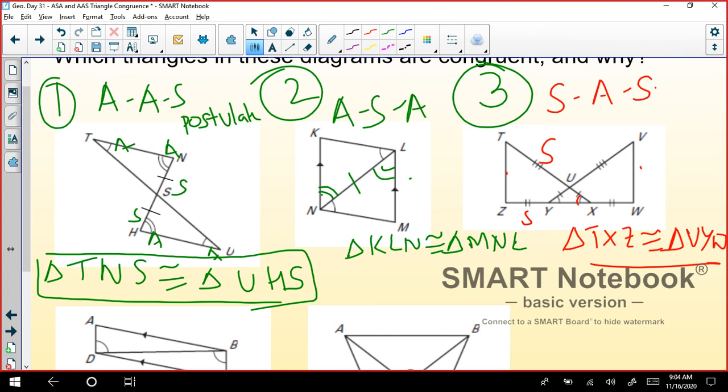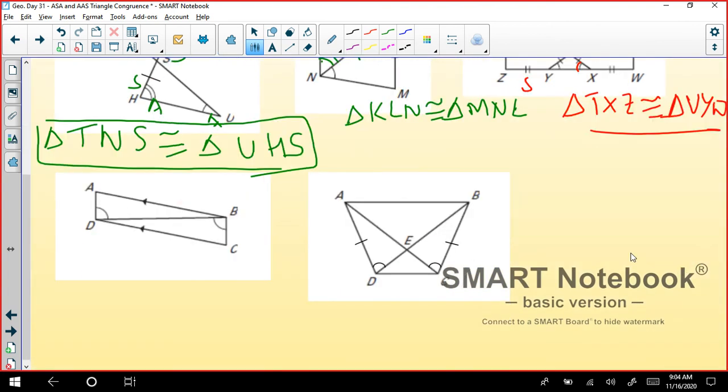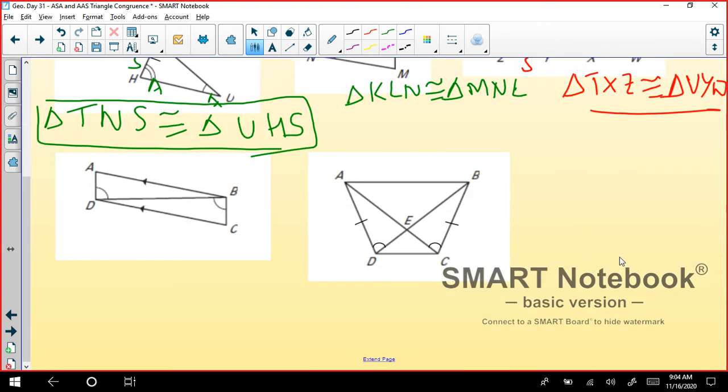Okay, let's see the last two. Use your chat for the fourth and fifth problems as well. Whenever you have the answer for fourth and fifth, you can use chat and tell me the reason if they are congruent, and also tell me the triangle congruency statement.